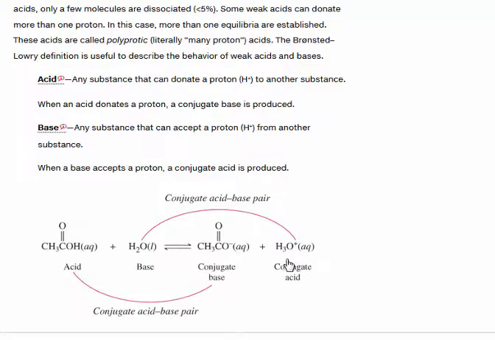If we look at the conjugate acid of water, it has one more hydrogen than water does, and its charge is more positive by 1 than water is. So an acid and its conjugate base are separated by a proton, not only the hydrogen, but also the +1 charge that comes with that proton.